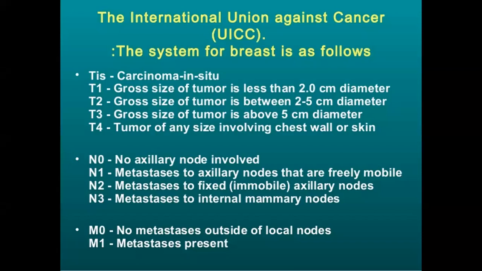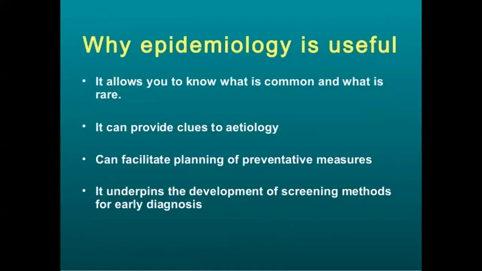N stands for the axillary lymph node involvement. N0 means no axillary nodes are involved. N1 is metastasis to the axillary nodes that are freely mobile, N2 is metastasis to fixed or immobile axillary nodes, and N3 is metastasis to the internal mammary nodes. For metastasis, M0 means no metastasis outside of the local nodes, and M1 means metastasis is present.